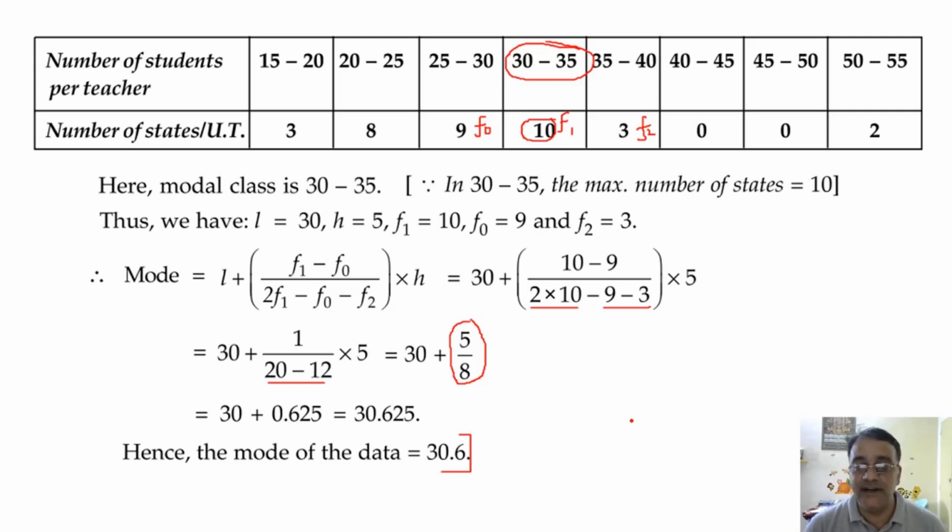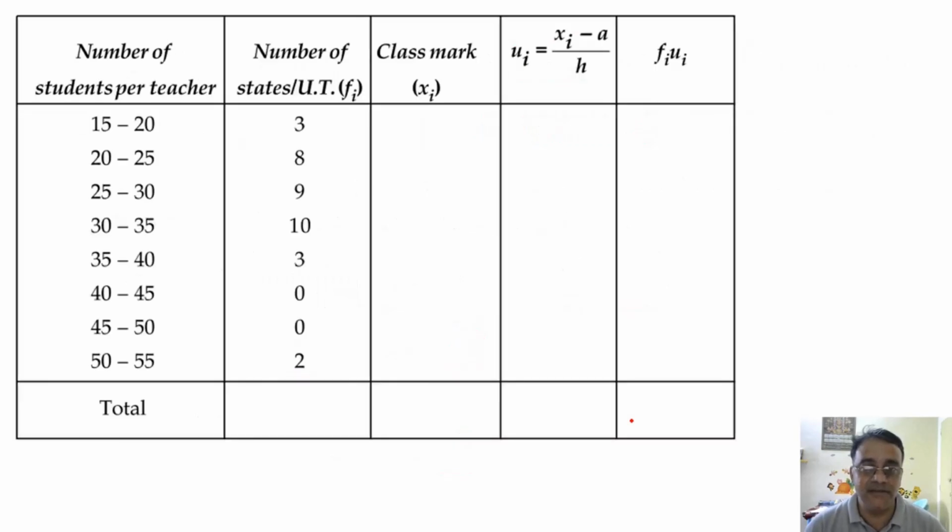Now we have to find the mean of this data, so we are going to use the step deviation method. All the class sizes are the same, that is 5, and the first class mark is 17.5. उसके बाद 5 ऐड करते जाओ.